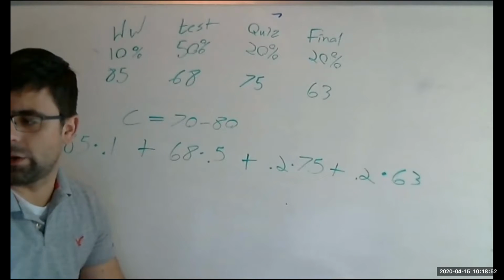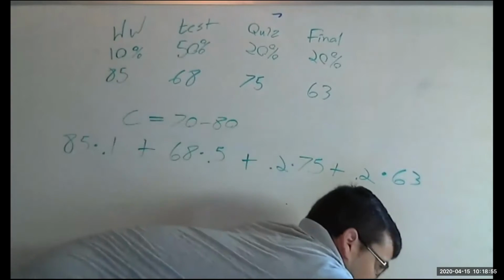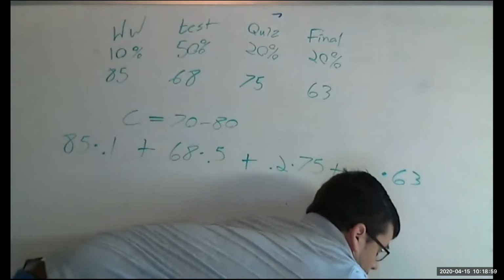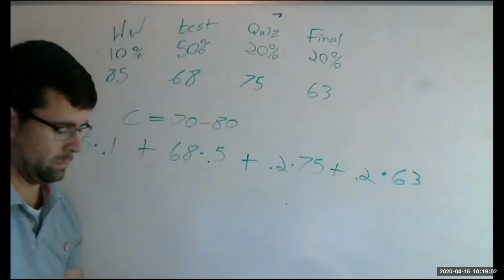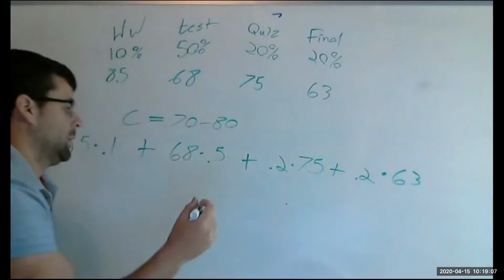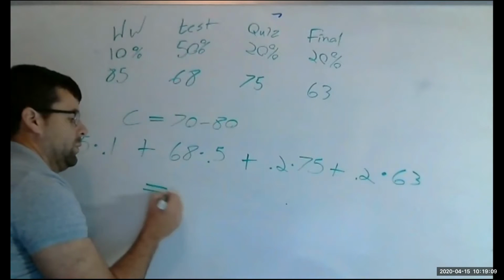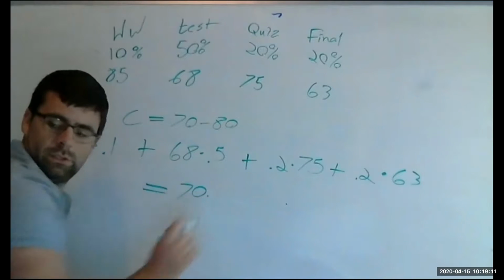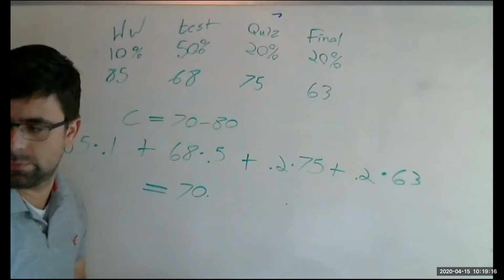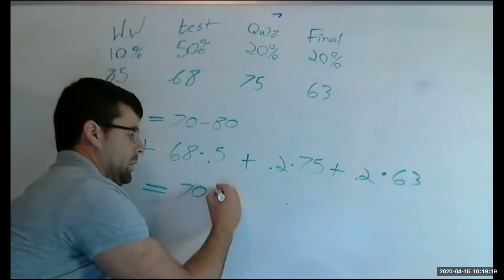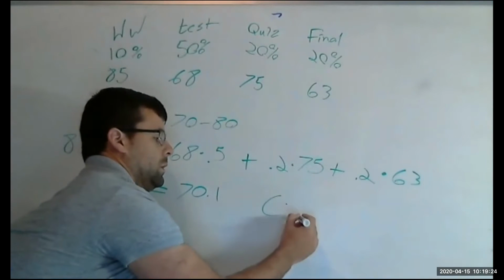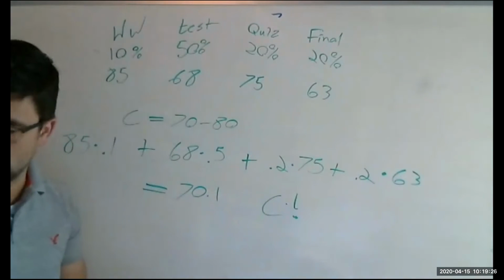What happens when you multiply all those out? What do you get? So I get, this is equal to 70.1. So we got to see. Woohoo! We did it.